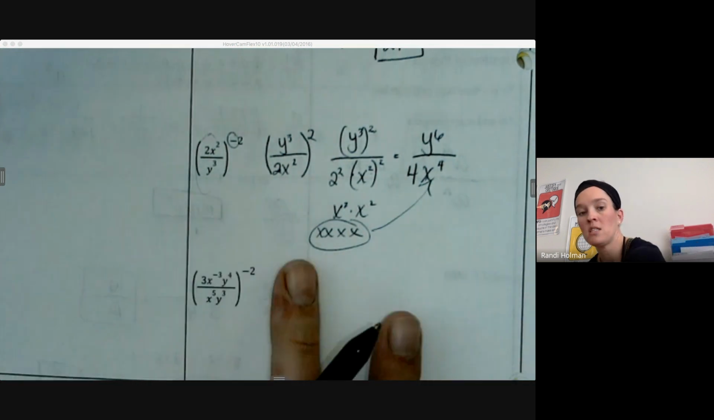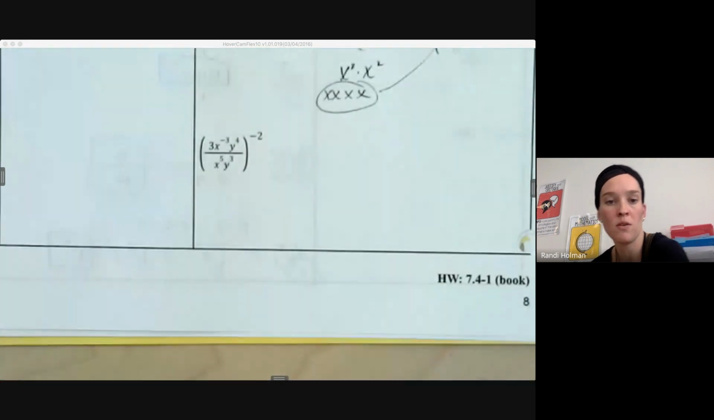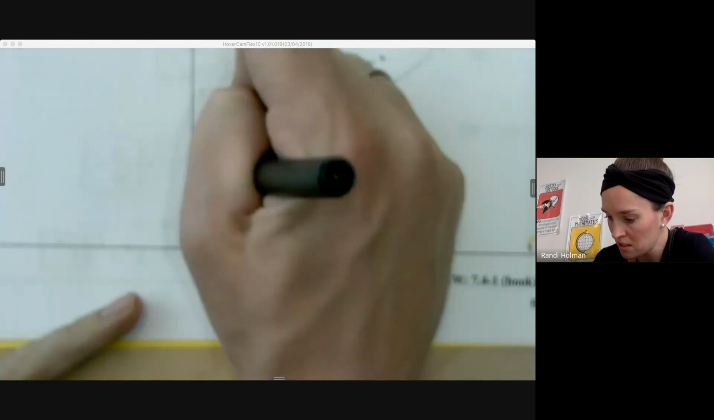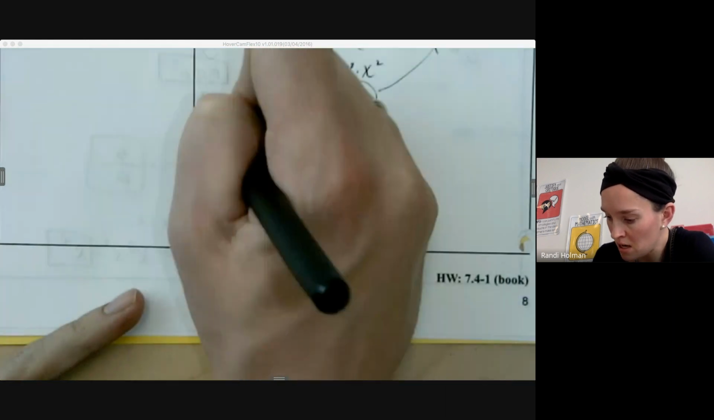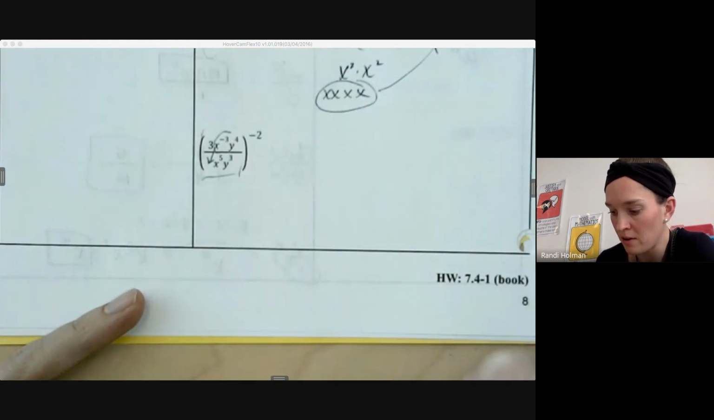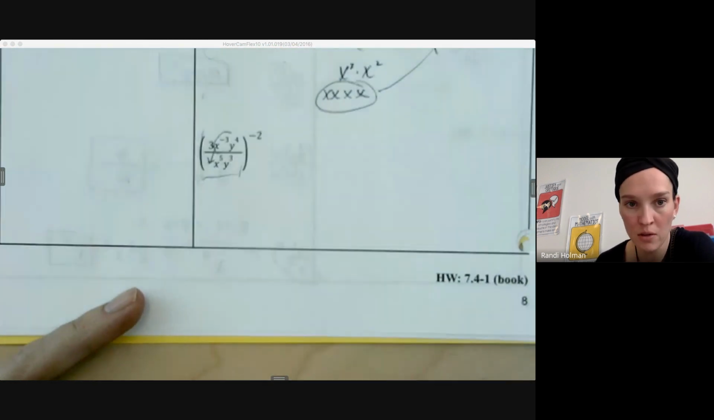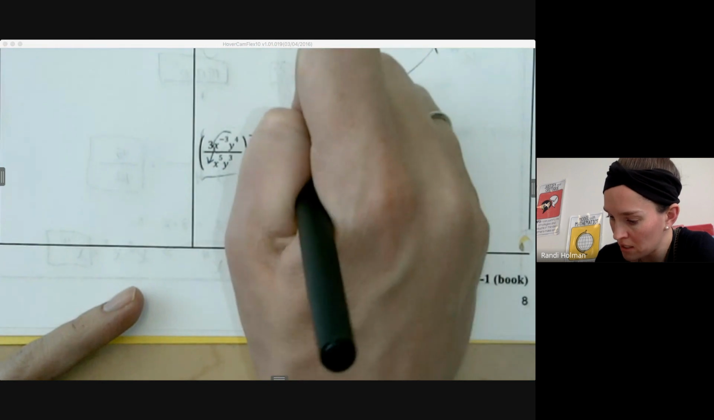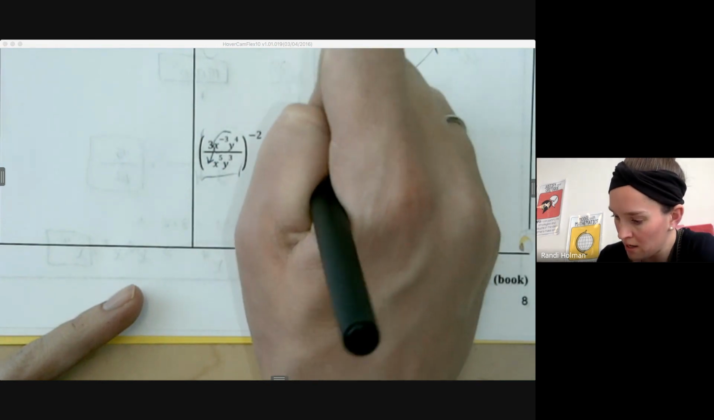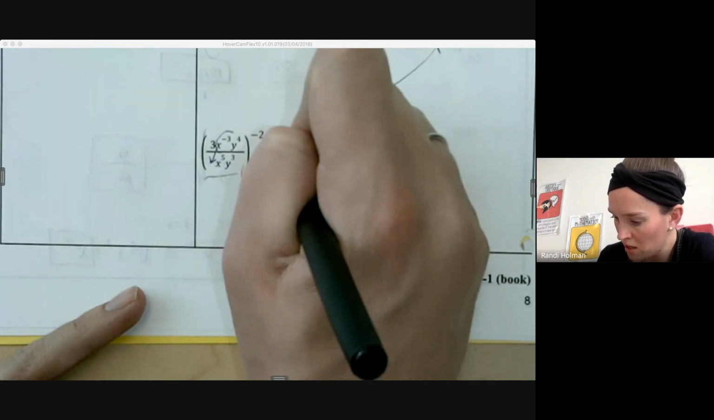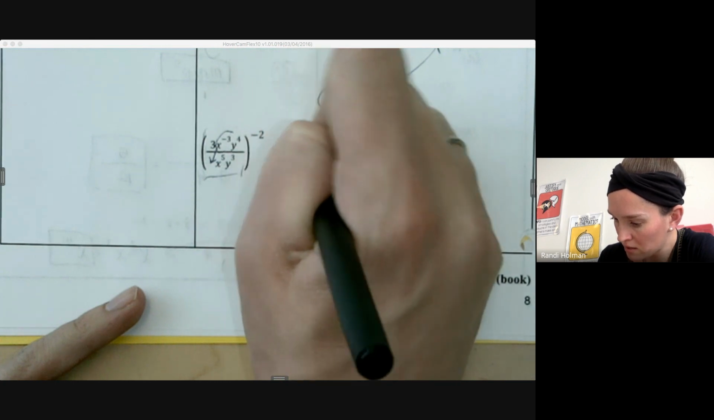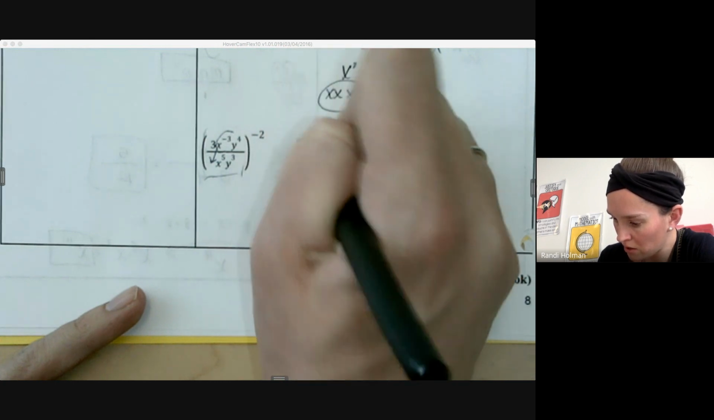Okay, last one here, and this one is a doozy. There's lots going on. So again, I'm going to start on the inside and do what I can. Negative exponent, that's going to come down. Again, make sure you're not bringing the 3 with it. It's 3 times x to the negative 3. So the 3 stays in the numerator. Y to the 4th stays in the numerator. X to the 3rd, x to the 5th, y to the 3rd.